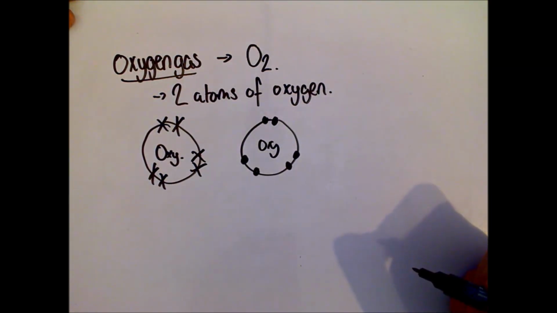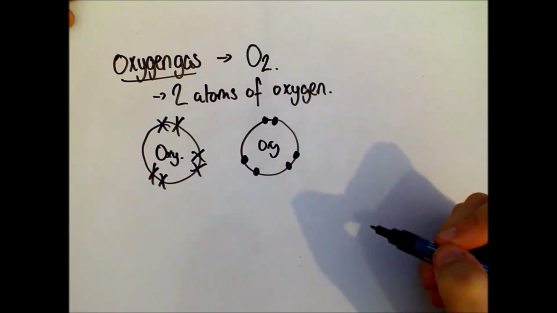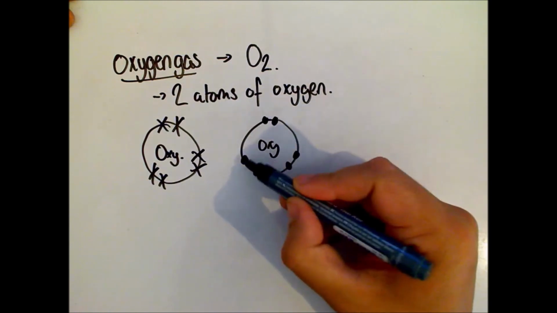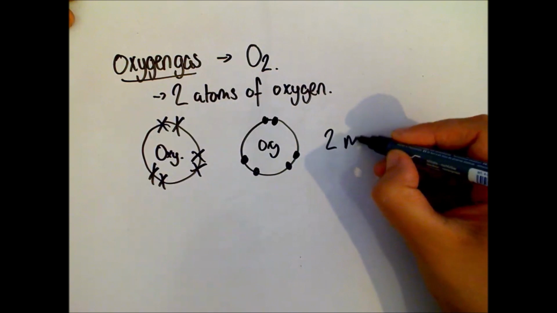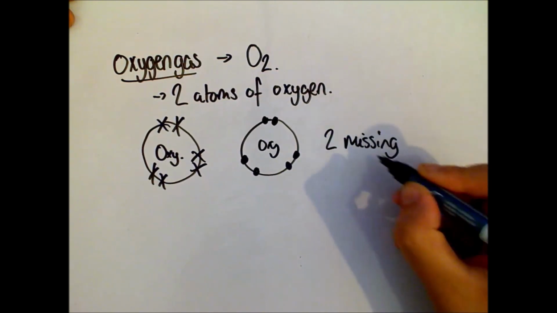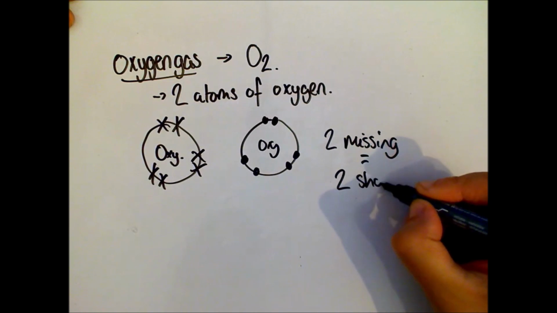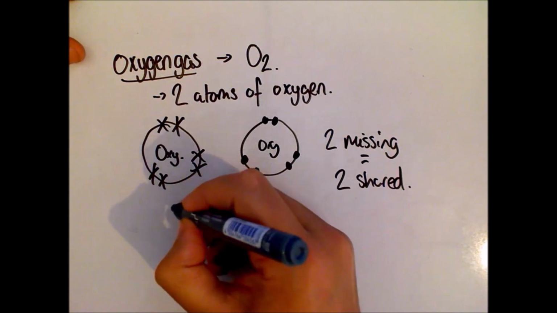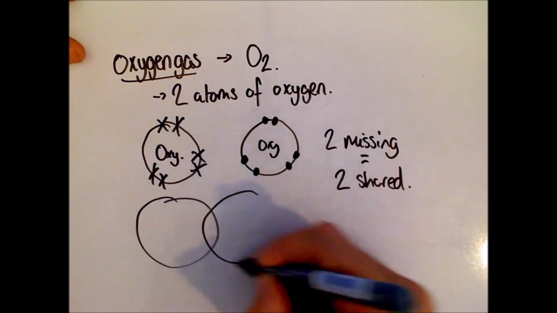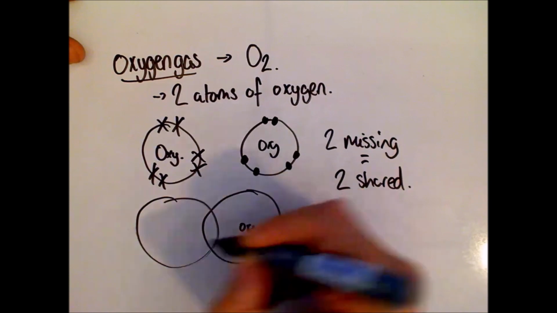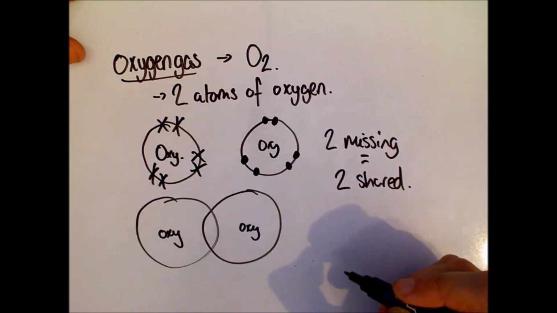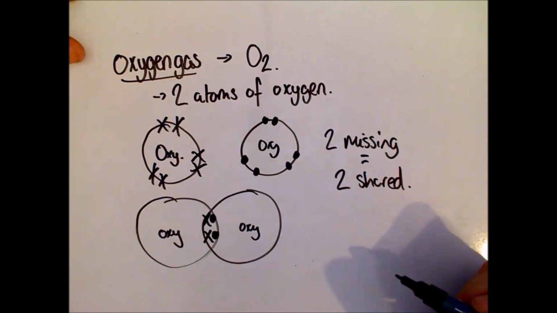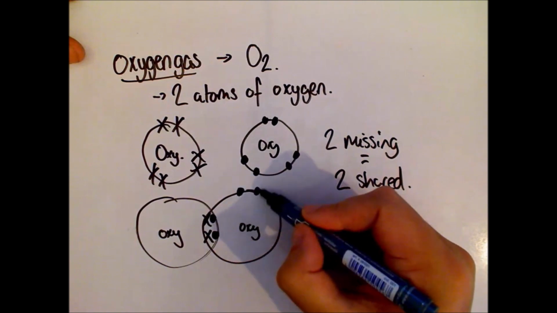6. Now remember, the number missing is the same as the number that they're going to share. So we want 8 in an outer shell. We've got 6. So if we've got 2 missing, that means there will be 2 shared. So each atom will share 2 of its electrons. So I now draw my 2 overlapping, and then I put in the 2 electrons each of them share. I can fill in the rest around it.